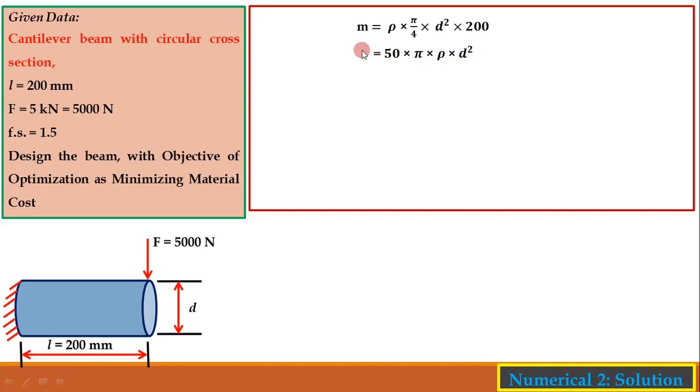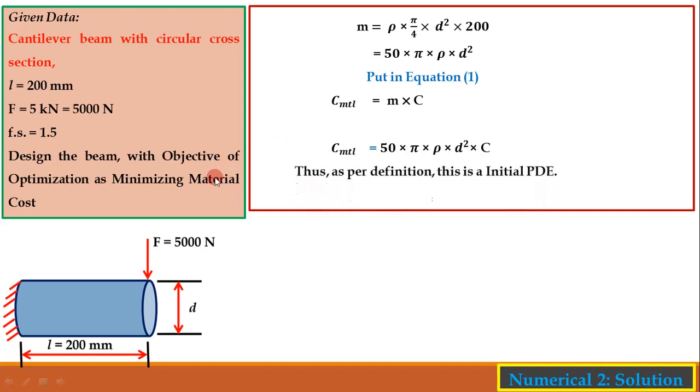Now put this value of m in equation number 1. So this is equation number 1. Here we have to put this value of m, 50 pi rho d square. By putting this value of m we get the equation, and this equation is nothing but the initial PDE. So this equation represents the material cost, and hence we call it a PDE because this material cost is the parameter used in the objective. So thus, as per definition, this is a PDE.